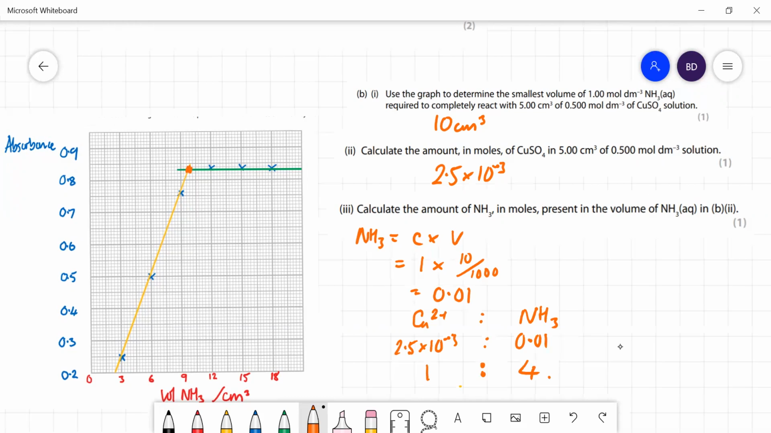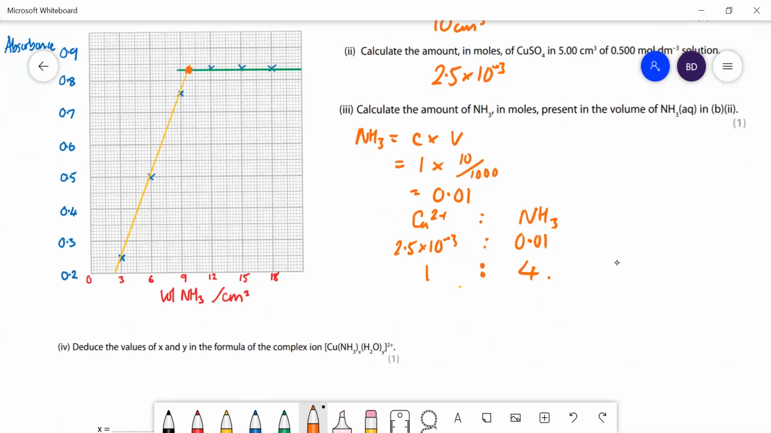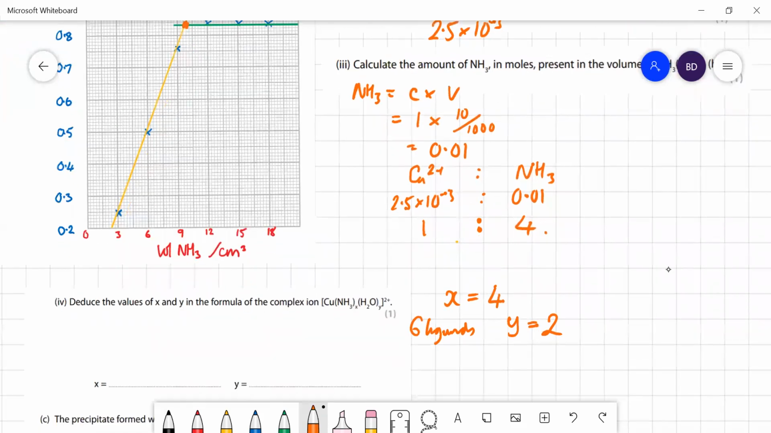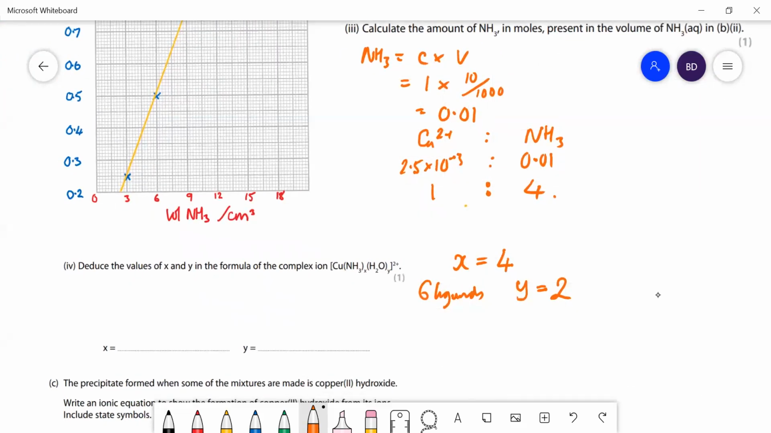So the next part of the question: use this to find the value of X. X is equal to 4. We need 4 moles of ammonia for every 1 mole of copper 2 plus. Then it told us it was an octahedral complex, so we must have 6 ligands altogether. 4 of them are ammonia, so the other 2 must be water, so Y is equal to 2. That's a pretty unusual question, I would have thought. Typical sort of specimen paper question.